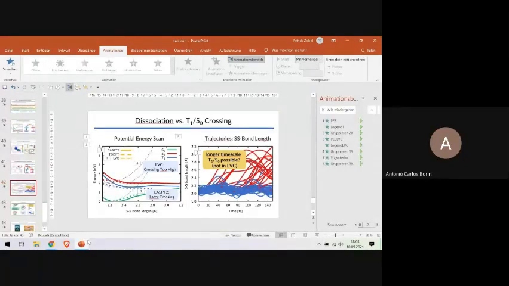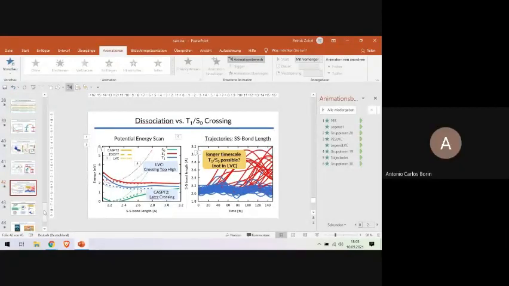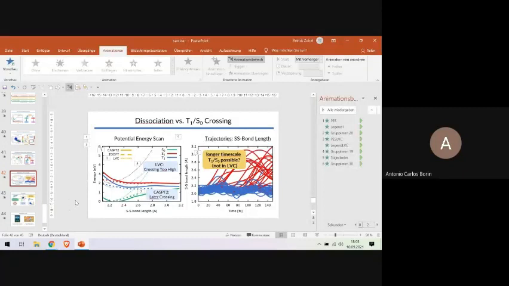Okay, so Patrick, I remember that in the early works with CASPT2 and transition metals, we always worried about the double d shell. Have you used it? I don't think you have used double d shells. Are they important for dynamics?